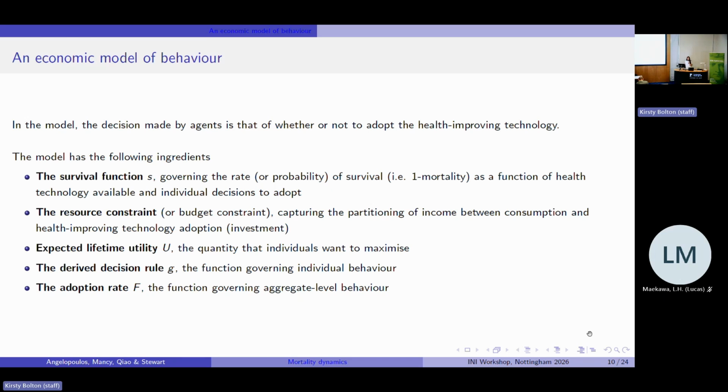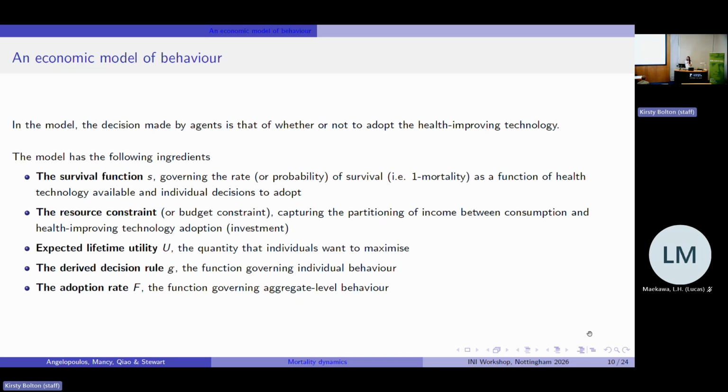So this economic model has the following ingredients. It's got a survival function, S, which tells us the rate, or at the individual level, the probability of survival, and this is 1 minus mortality rate, as a function of the health technology that's available and the individual decision or not to adopt. It has in it the resource constraint, or the budget constraint, which I think we heard a little bit about mentioned yesterday.